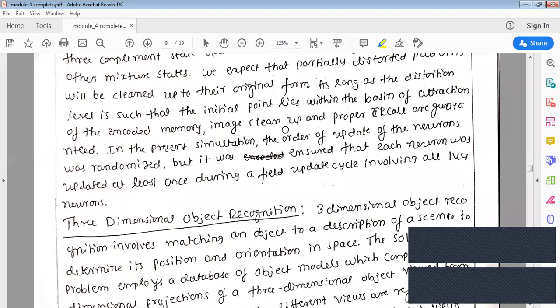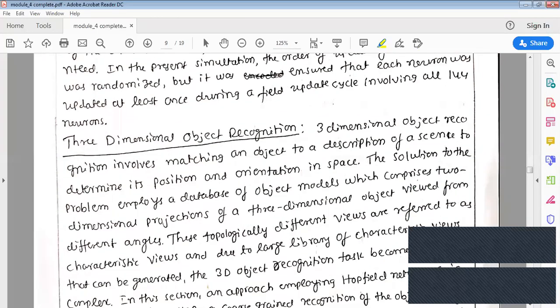Okay, so some points on the face are given. Depending on the description, it will be able to complete the facial structure. Many times you would have seen in police inquiries, they give a pattern of how the person looks like. That is generated by this sort of network, either by drawing or by mathematical computation. This is one application. The next application is three-dimensional object recognition.